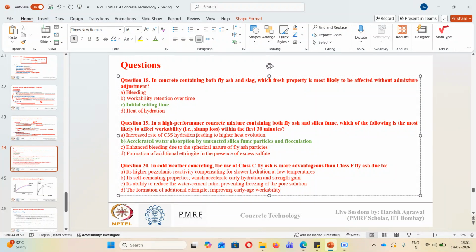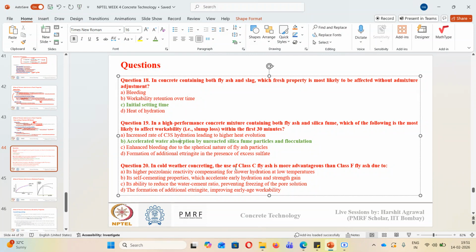Okay, the initial setting time will reduce. Although there is fly ash in the system, fly ash won't come into picture until CH is produced. And silica fume, since it is highly amorphous in nature, it will initially disrupt the hydration rate.